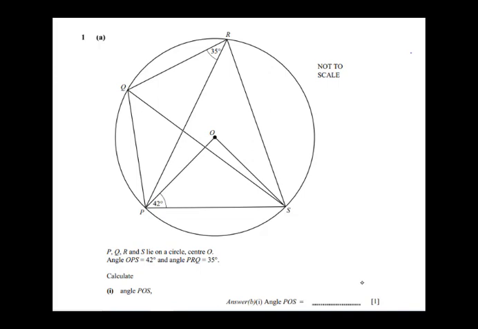Okay, we have question 1a. P, Q, R, and S lie on a circle center O. Angle OPS equals 42 degrees, and angle PRQ equals 35 degrees. Calculate Roman figure 1, angle POS.